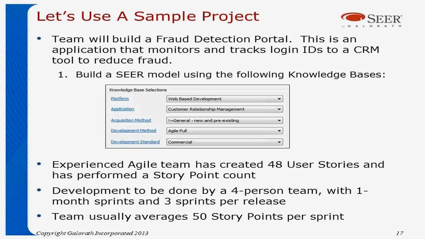So let's look at some of the assumptions. We're going to have an experienced Agile team, and they've already created 48 user stories, and they've done a story point count for each of those user stories. They plan the development to be done by a 4-person team, and they're going to want to do 1-month sprints and 3 sprints per release. And the team has told the estimator that they usually average 50 story points per sprint.